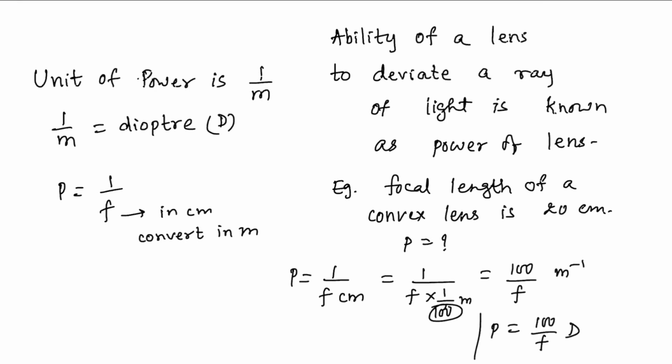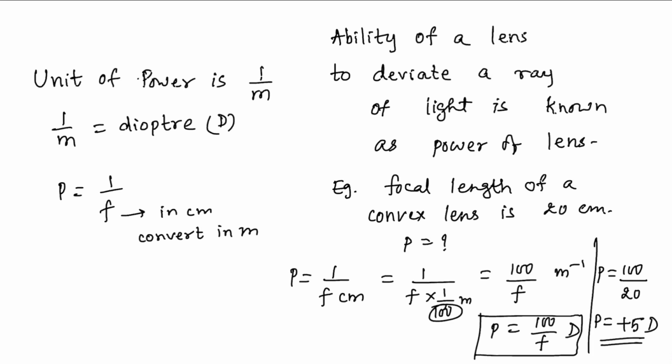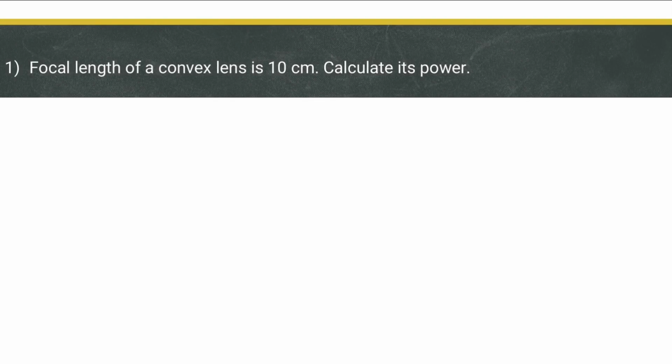So henceforth we will use this particular formula to find out the power. So here power is 100 upon focal length 20. So power is equal to plus 5 diopter. Let us look at couple of more examples.